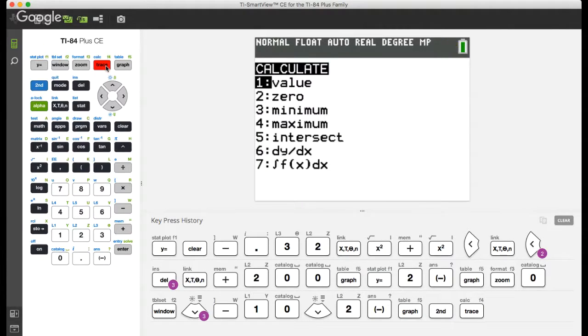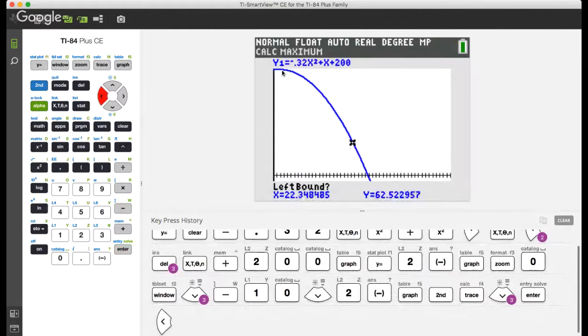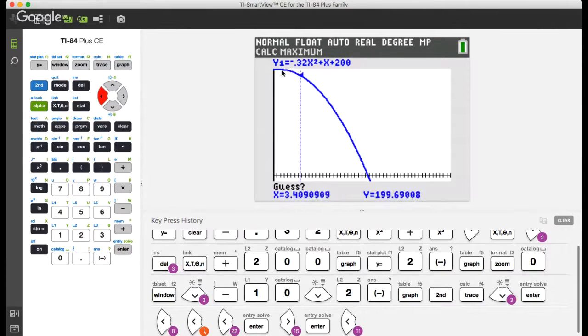So I'm going to go to second trace, and I'm going to go straight to the maximum value, which is 4. In order to find the maximum, if the maximum is about right in here, we've got to go to the left of that for the left bound. So we're going to press enter on the left, and then for the right bound, we're going to go to the right where it goes downward. Then I'm going to guess right about in the middle. When you see this, you'll see that the maximum is 1.56 comma 200.78.